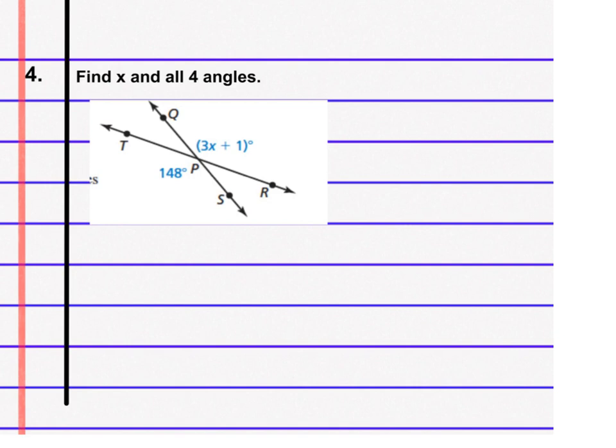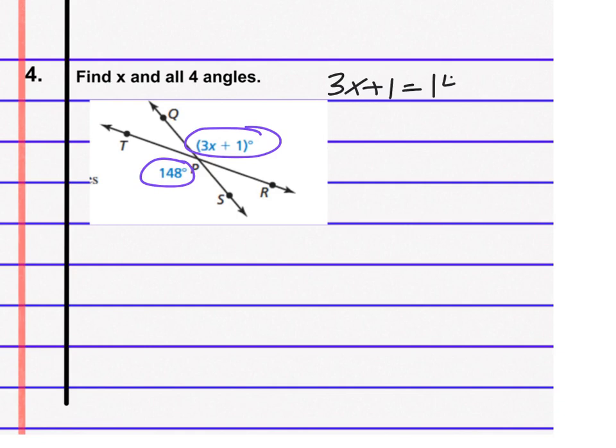All right, number 4 is kind of a break from all the proofs, and it just kind of lets you come up with the x and the missing angle. So it says find x and all 4 angles. So please make sure you're looking at your diagram. Those 2 angles I circled in purple, are they supplementary, adding up to 180? Are they vertical and congruent? They are vertical and congruent. So you're going to set them equal to each other.